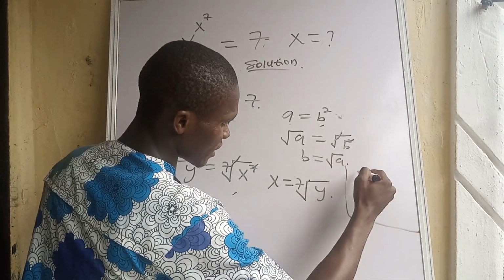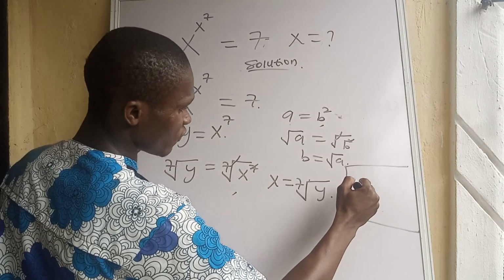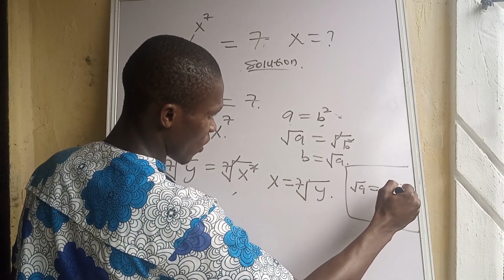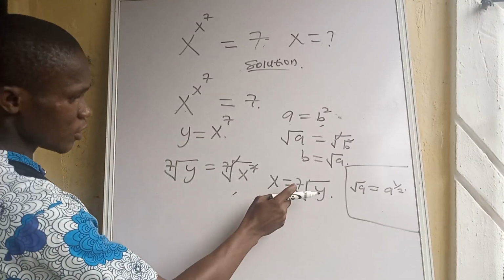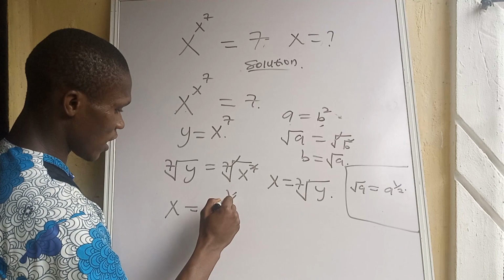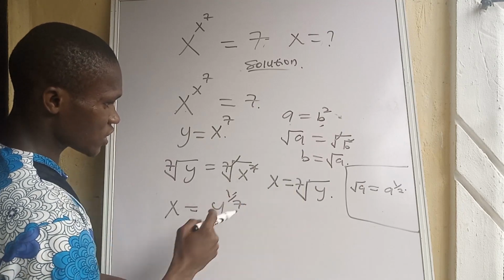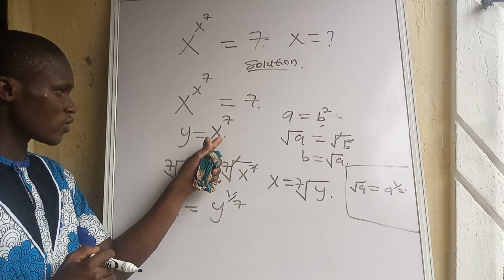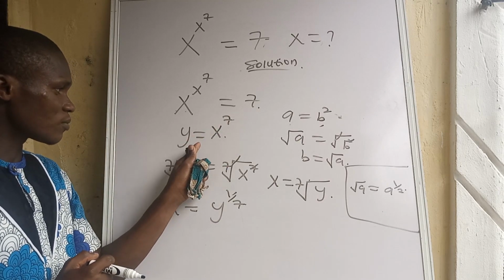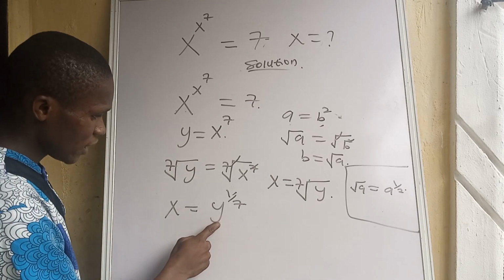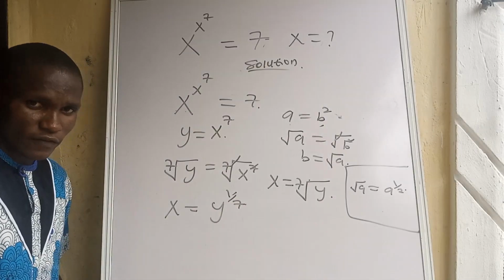And from indices again, the square root of a is also equal to a to the power of 1 over 2. So in place of this, we can write x to be equal to y to the power of 1 over 7 because we are having 7 here. Having done this, we have y equals x to the power of 7, and x equals y to the power of 1 over 7.